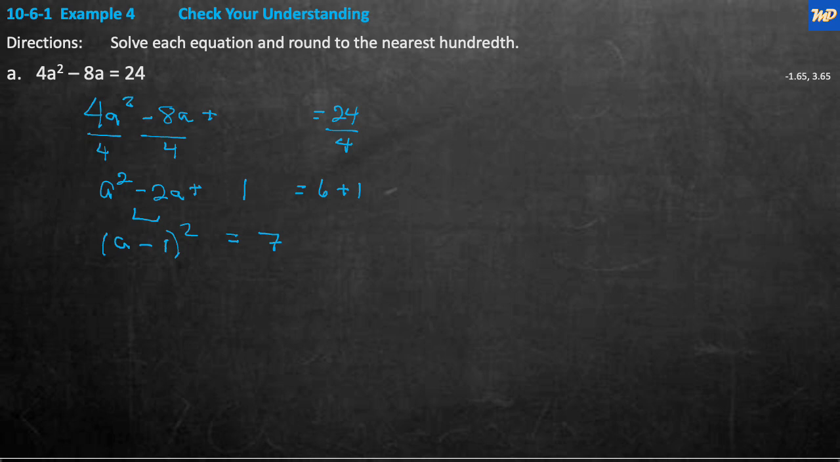Taking the square root of both sides, I'm going to get a minus 1 is equal to plus or minus the square root of 7. And that's not a simple number. The square root of 7 ends up being, according to my notes, where is the square root of 7? It's the square root of 7.